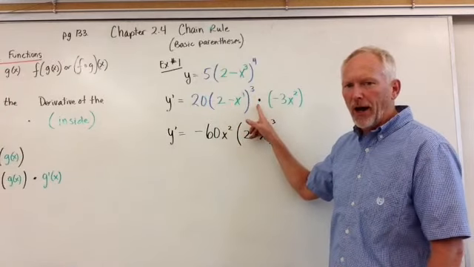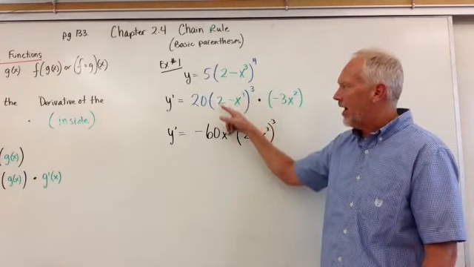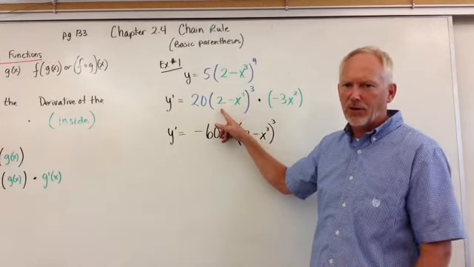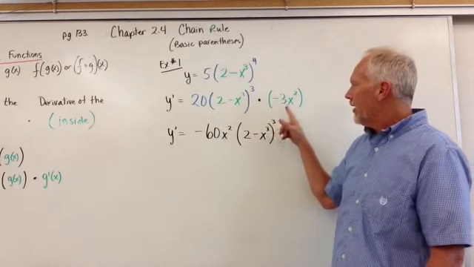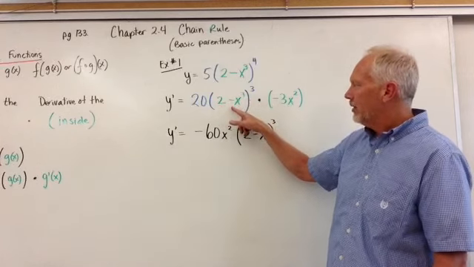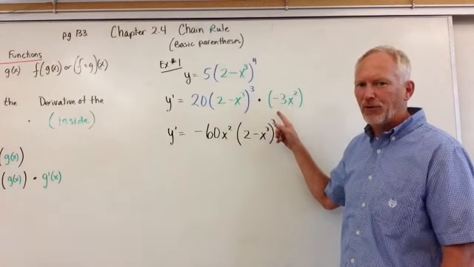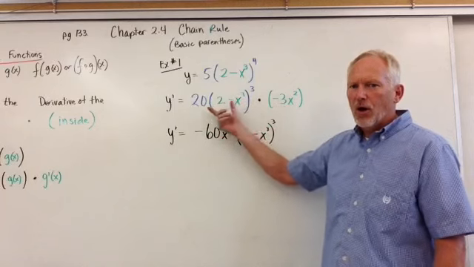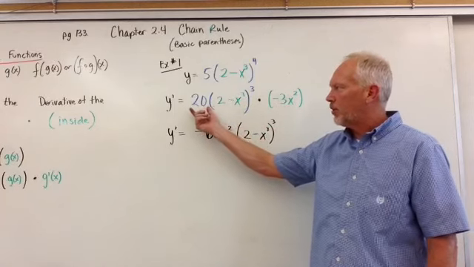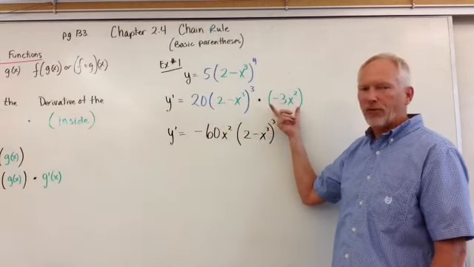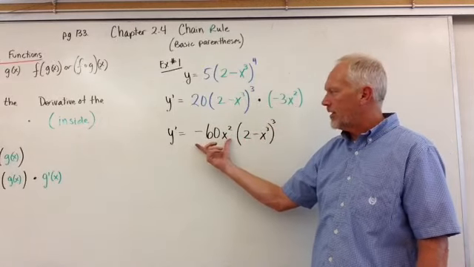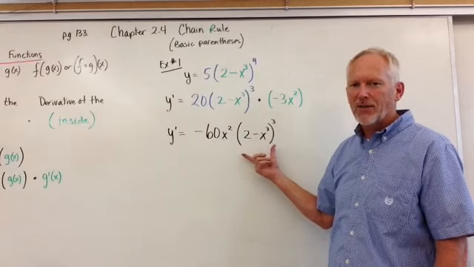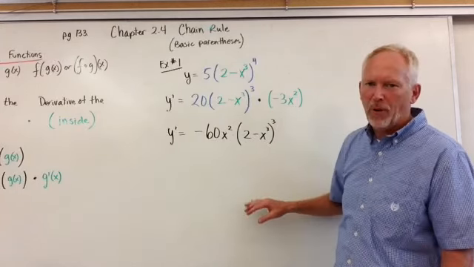Then what we need to do is multiply that by the derivative of the inside. Well, if we just look at 2, the derivative of 2 is just 0, minus, and then if we take our 3 down, and then reduce the power, we get negative 3x squared. Now, since this is multiplication, we can multiply 20 by our negative 3x squared, which will give us negative 60x squared times the quantity 2 minus x cubed to the third power.